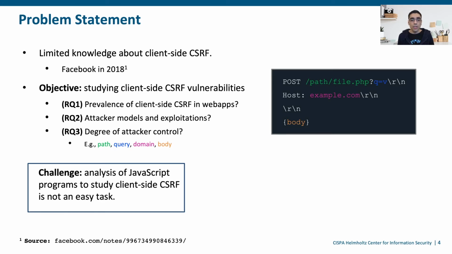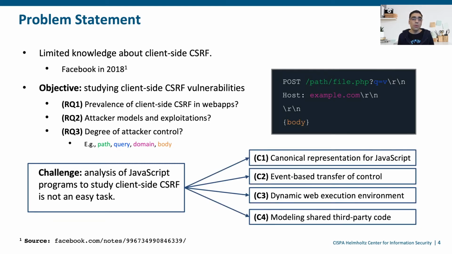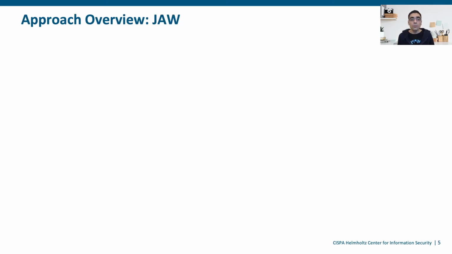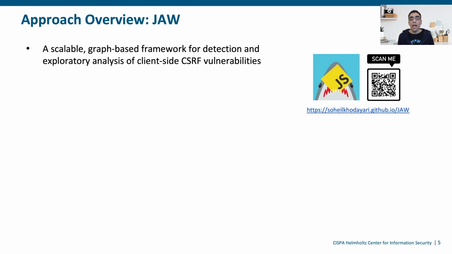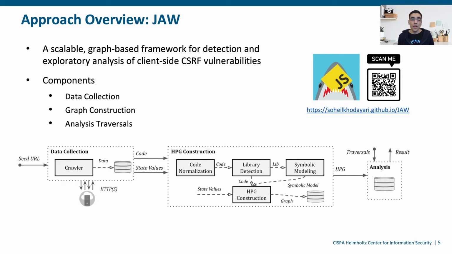Now, to achieve our objective, we have to face several challenges that derive from the analysis of JavaScript programs, which is not an easy task. For example, how to create a canonical representation for JavaScript, or how to capture the event-based transfer of control, dynamic web execution environment, or modeling shared third-party library code. Now, to address these challenges, in this paper, we propose JAW, a scalable hybrid framework for detection and exploratory analysis of client-side CSRF, leveraging property graphs and declarative traversals.